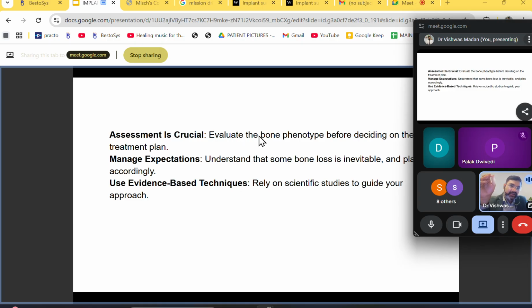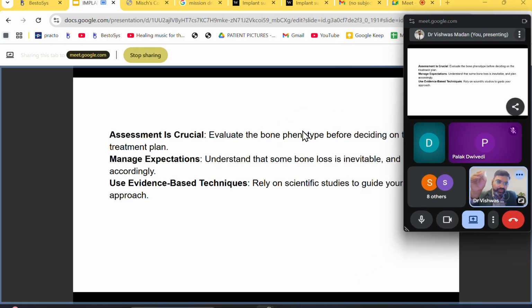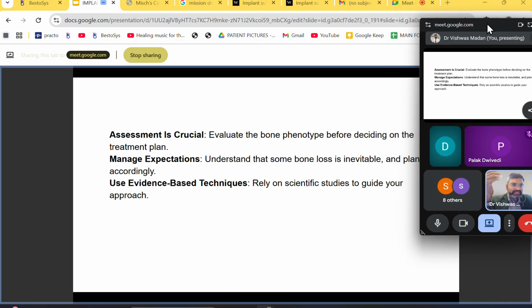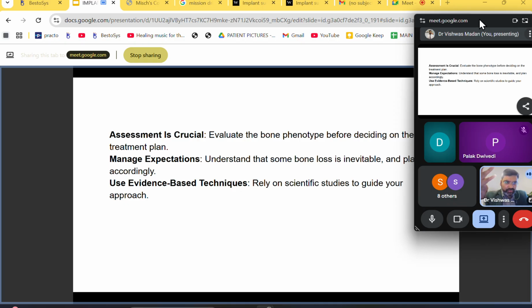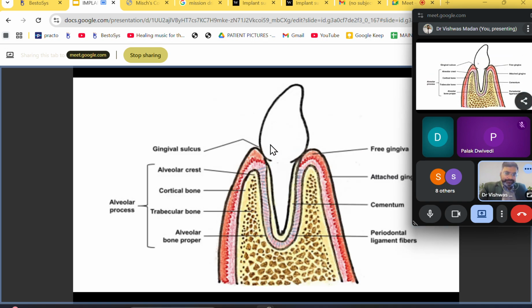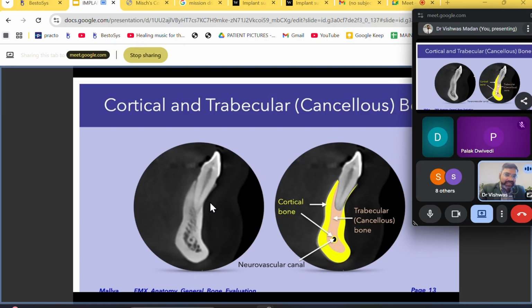When we see the bone phenotype, then we plan what kind of treatment we want to do. We tell the patient that there may be some bone loss which is inevitable, and we have to plan for that gingival recession or that bone loss which is going to occur. And we will use all these evidence based techniques which I'm going to tell. So we'll come to that part also, where you can actually see in the CT scan.